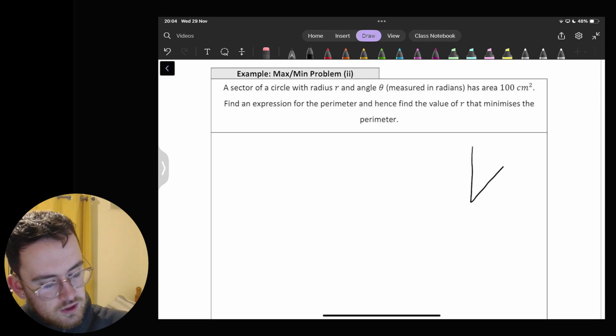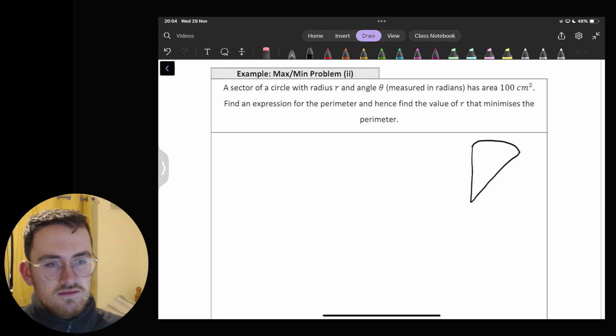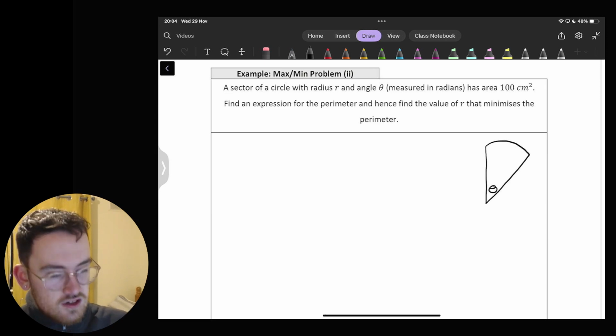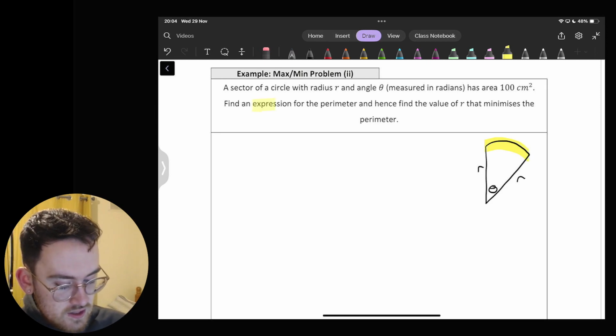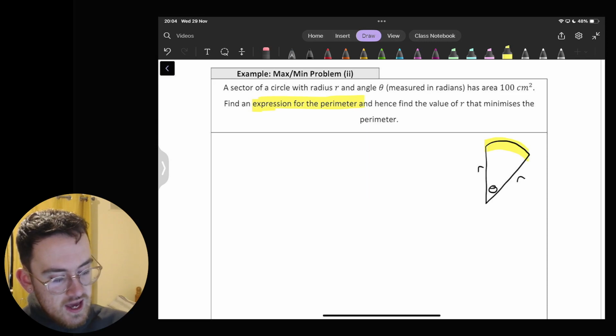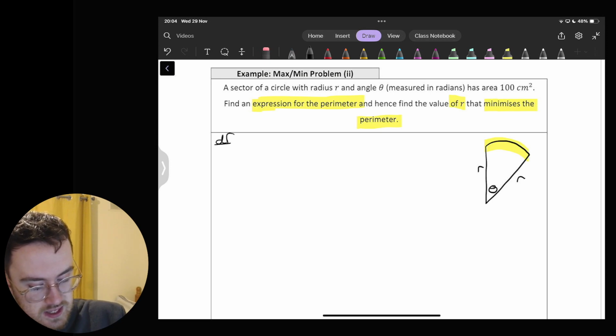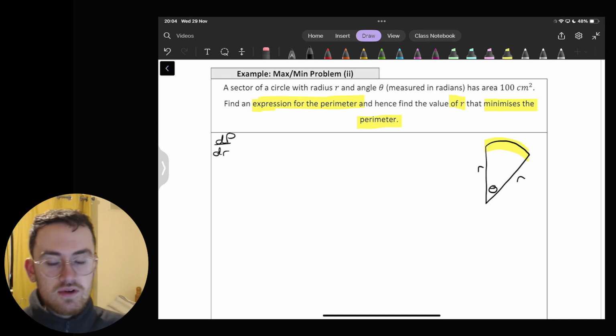So let's sketch our diagram of what we're looking at. Sketching the diagram always is quite helpful, to be quite honest. So sketching my diagram, I'm looking at a sector like this with angle theta. It has radius r, which would be these two parts here. So immediately I can see that to use the information they've given me, I need to find an expression for the perimeter, and then I'm going to be minimizing the perimeter with respect to r. So I need to find dP/dr. So I need my perimeter in terms of r.